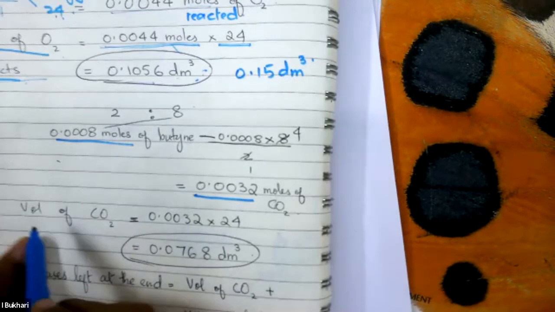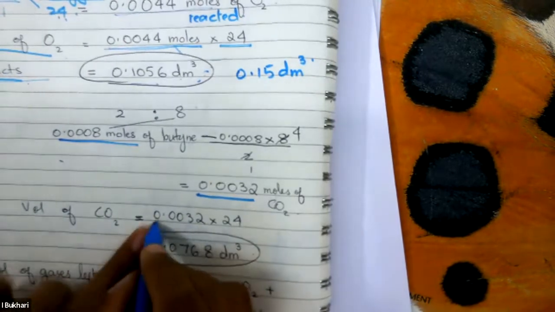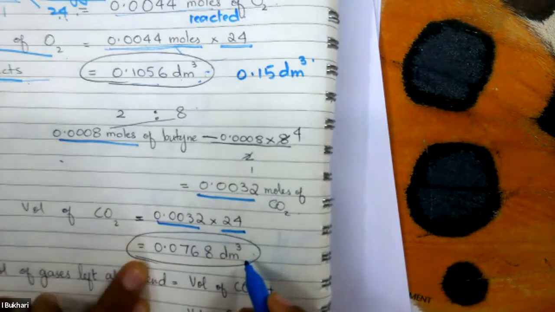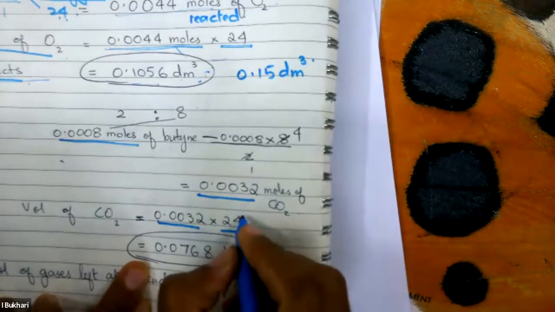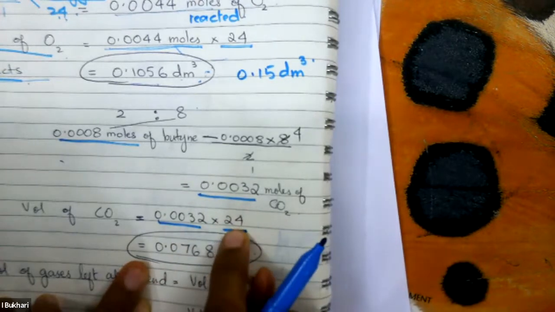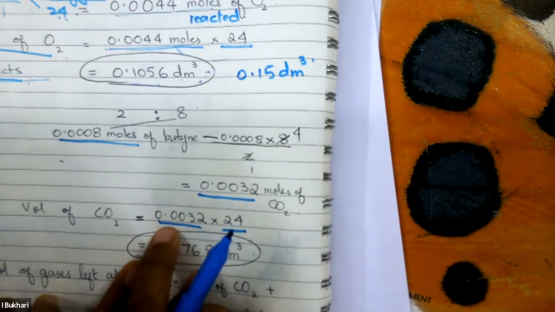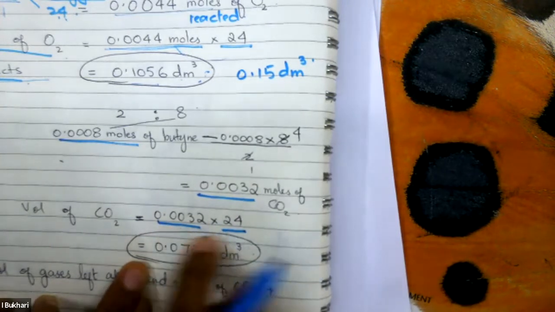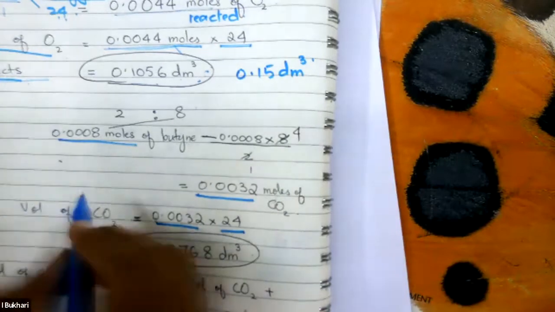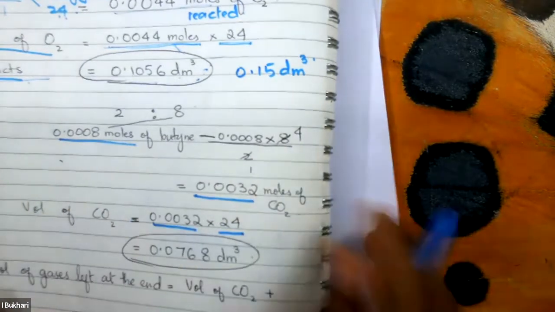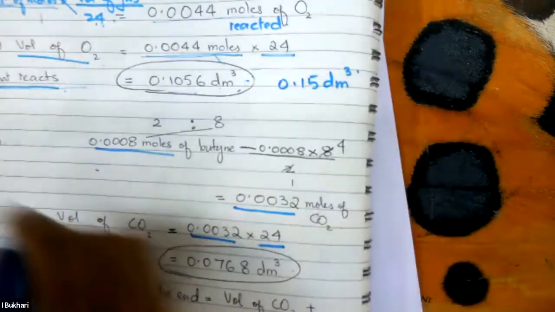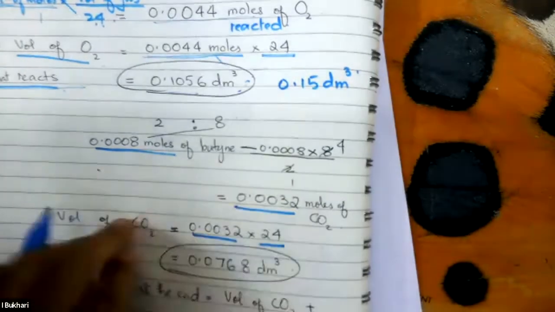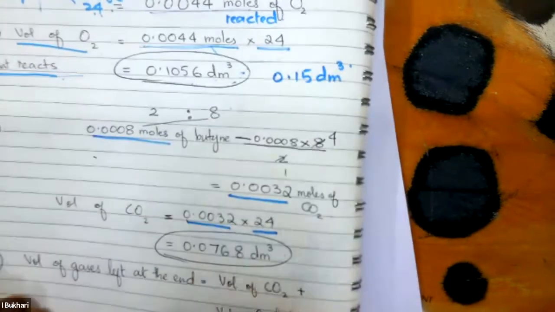So the volume of carbon dioxide, so that is the number of moles. We will multiply that by 24 to get the volume. One mole of any gas has a volume of 24. So how much will be the volume of these many moles? You simply multiply the number of moles, and you can write down that formula. I'm not writing that formula again and again. The number of moles of a gas is equal to the volume of gas divided by 24.